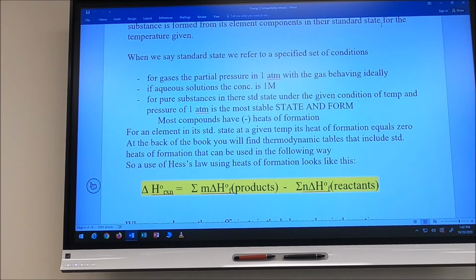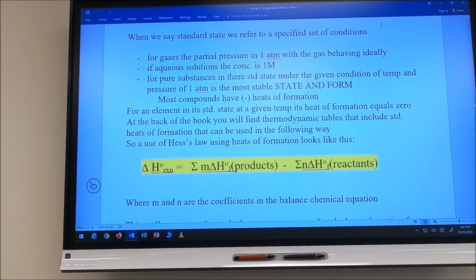Most compounds have a negative delta H of formation. Energy is released when we make compounds from pure elements, okay? For an element in its standard state, its heat of formation is 0. If it's in an unusual state, like instead of carbon, where the standard state is graphite, if you have carbon diamonds, it has a delta H of formation that's not 0.